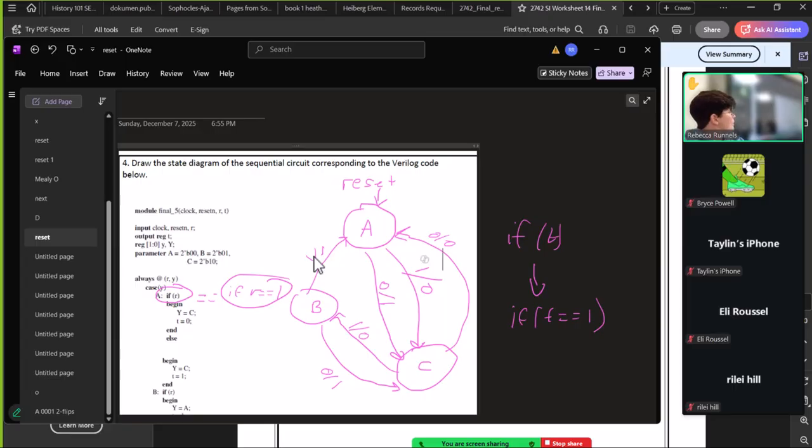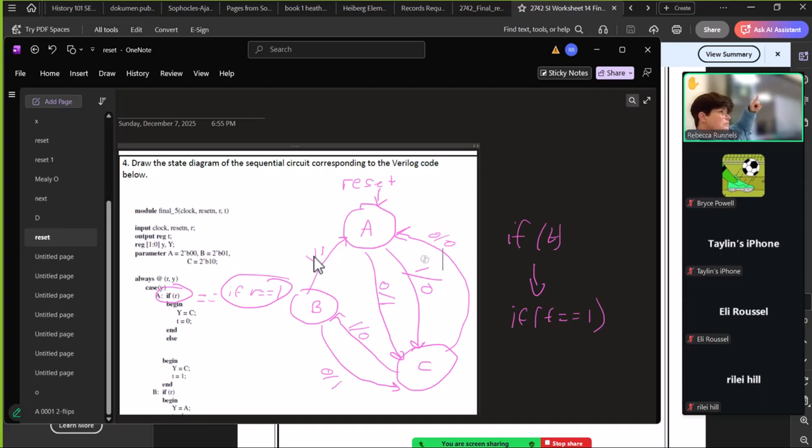So for the input, like 1 and 0, how did you get 1 over 0 and 0 over 1? What's the difference? The first number is the input, the second number is the output. Where did you find that? Can you answer that? How did I get those numbers on those arrows? Where did they come from?